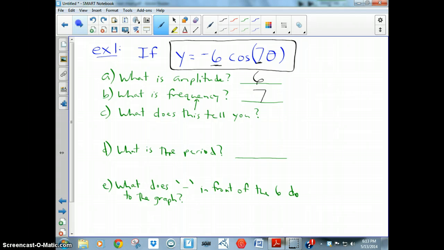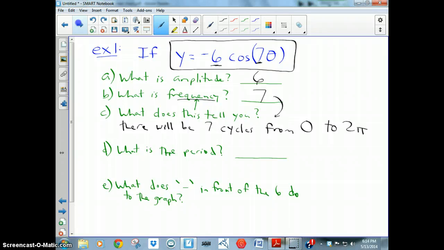What does the frequency tell you about the graph? Well, the 7 is going to tell us that there will be 7 cycles of the cosine graph from 0 to 2 pi. So you'll see 7 cosine waves. Now, what is the period? Remember, the period is 2 pi over the absolute value of b. So b is 7, so therefore I'm just going to put a 7 in, so the period of this graph will be 2 pi over 7.